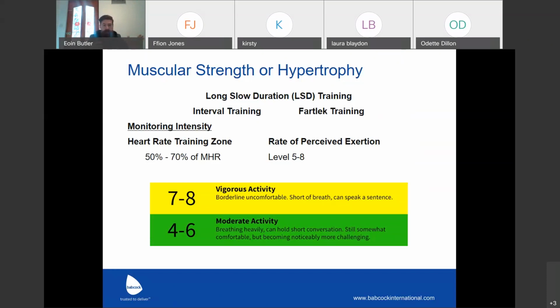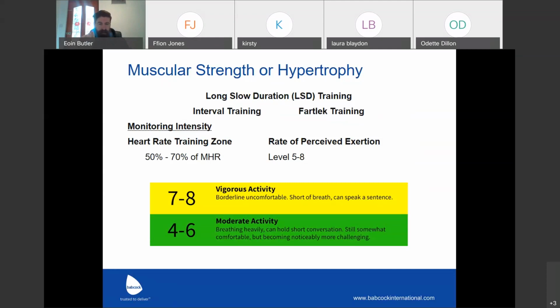But again, doing different types of training, long slow duration, interval training, and fartlek training, it's all about building that heart muscle size up. So if you're building skeletal muscle up, we need to build that cardiac muscle up as well as the lung capacity and diaphragm and intercostal muscles to be able to pull in more oxygen. If you've got bigger muscles, we need to be able to supply those bigger muscles with the energy and oxygen that they require.